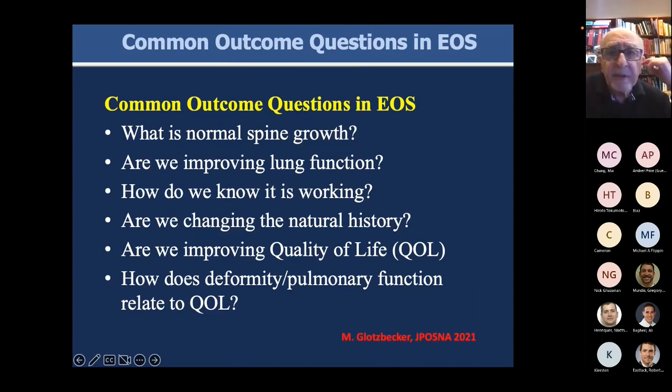So the common questions in EOS now is what is the normal spinal growth? We're still struggling with estimating and anticipating growth in different patients, and each patient may be different. Not only the etiology, but within the etiology could be different. That is the issue we have with tether, for instance, really being able to predict the exact growth in exact time.